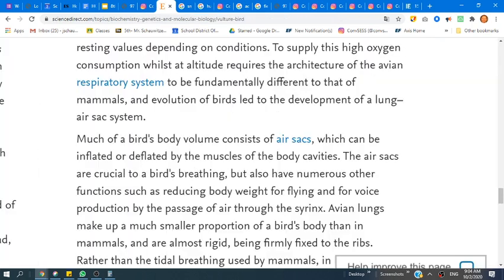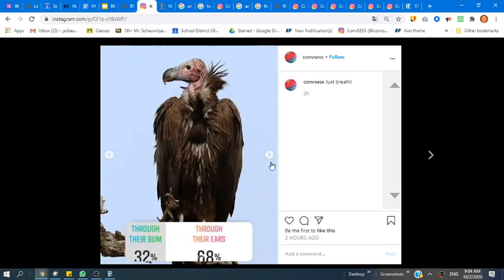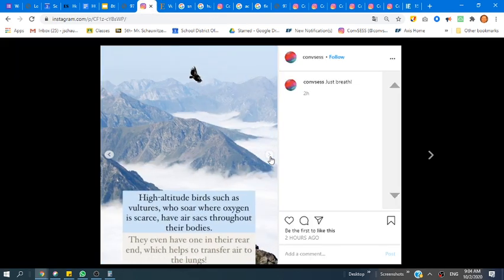And the same thing happens with a vulture, right? But what they have is these air sacs that can either inflate or deflate by the muscles of their body, just like we do, right? But their lungs look a little bit different, right? So let's look at a different animal. How does a different animal breathe? It talks a little bit more about the vulture, how if they soar at high altitudes, their oxygen is scarce, and their air sacs help them breathe when they're going into those high altitudes, right?